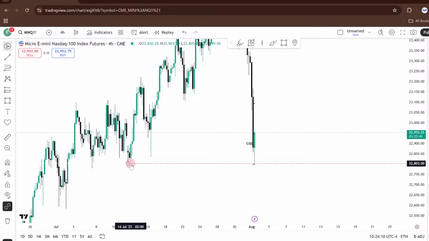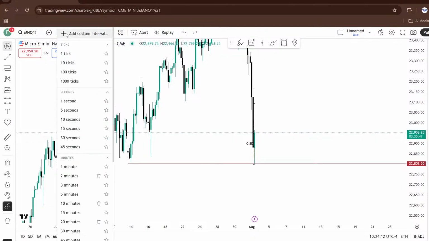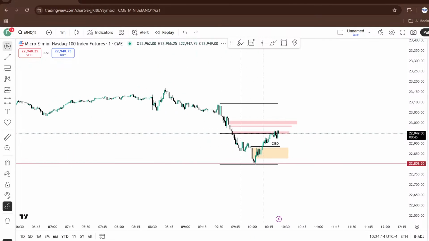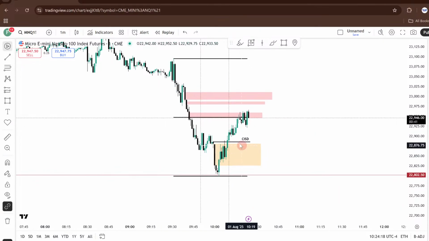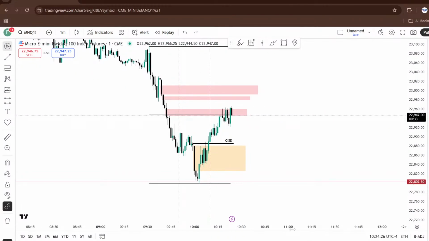We swept sell side here. We tapped into a fair value gap and we're inside a macro. We had the power of 3, accumulation, manipulation on news, change in the state of delivery, inversion, order block formed right here. And then target a 1-to-1 partial, go to break even. And the rest is the rest.